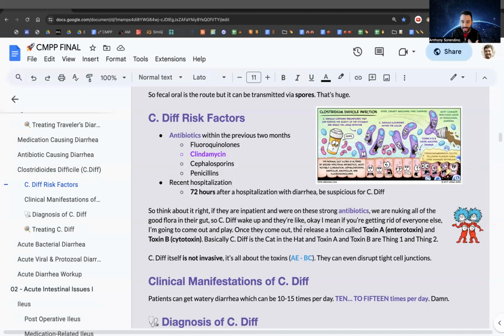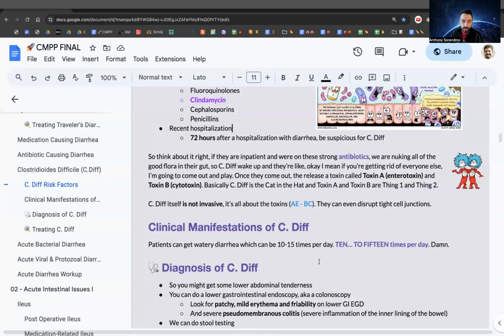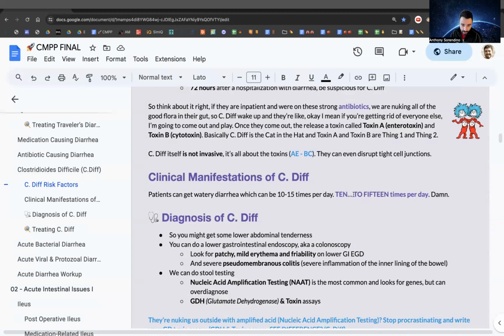So I just think of A, E, and BC, like the time, you know, like before Christ or whatever. So toxin A is enterotoxin. So the A and E come together. And then BC is going to be toxin B. That's your cytotoxin.